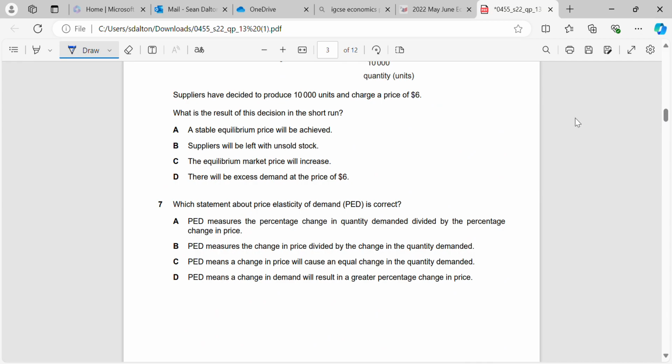Okay, question 7. What statement about PED is correct? So everybody should know this and nobody should be getting this wrong, if I'm being blunt with you. PED measures the percentage change in quantity demanded divided by the percentage change in price. Okay, it's very simple. There's no other explanation except to say, learn the formula.